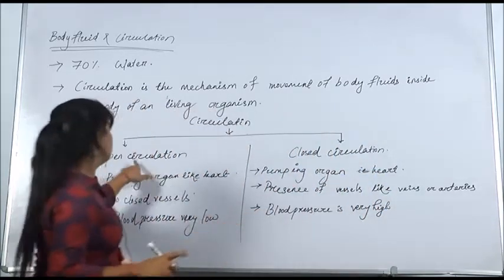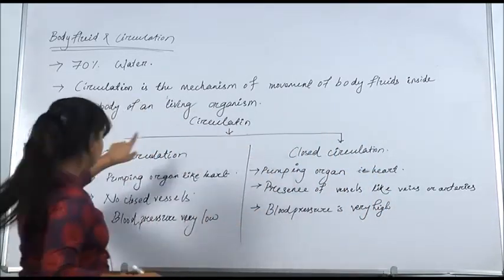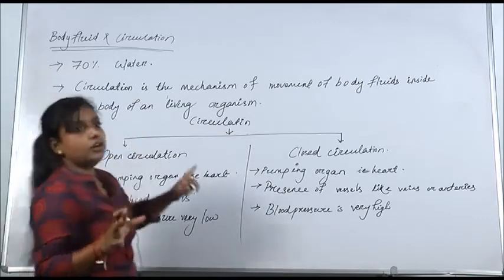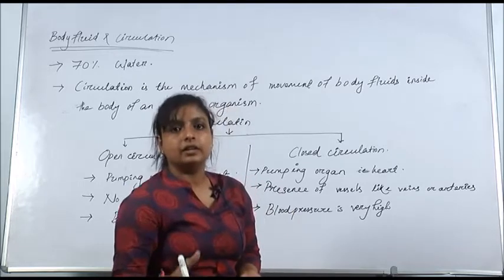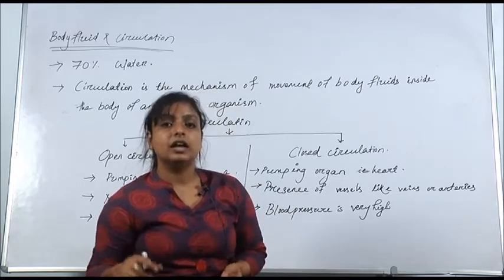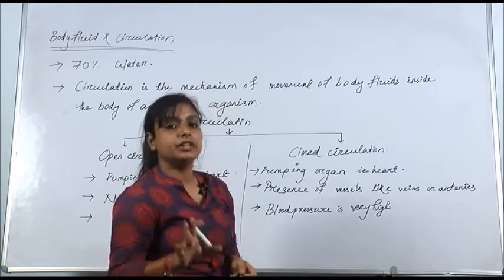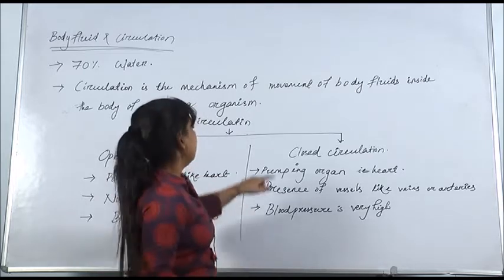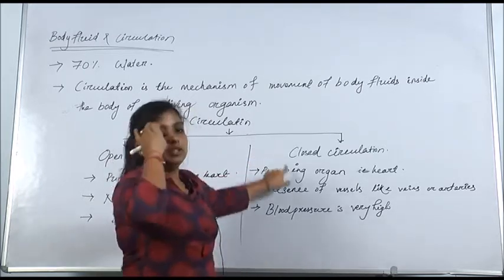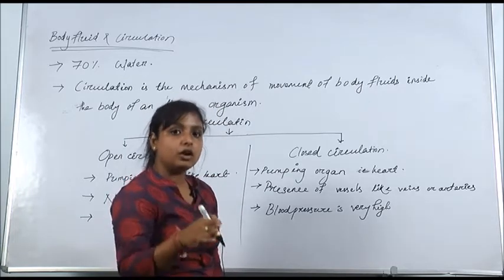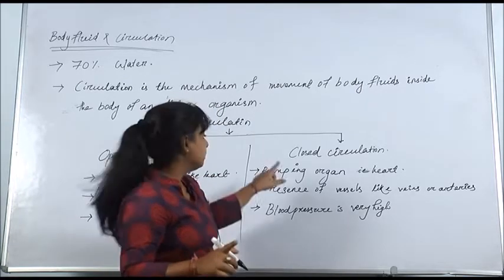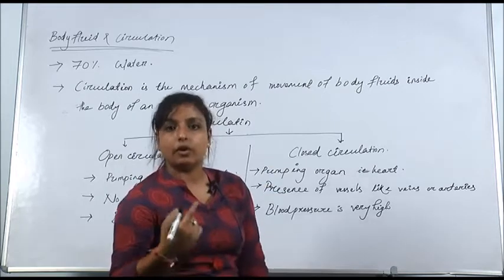Let's compare open and closed circulation. In open circulation, the blood flows openly, with the help of a pumping organ, inside the entire body cavity without any confined pathway. Whereas in closed circulation, the blood flows with the help of a pumping organ through a confined pathway which we call vessels. The vessels can be veins or arteries.